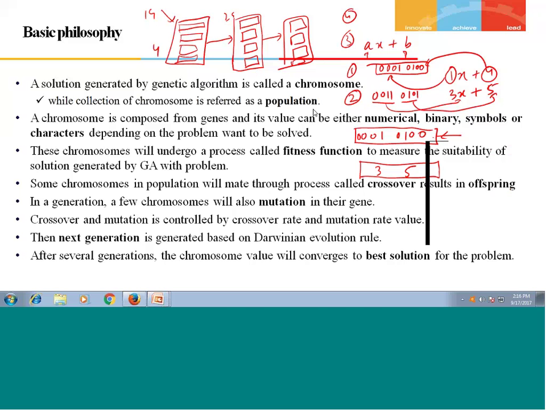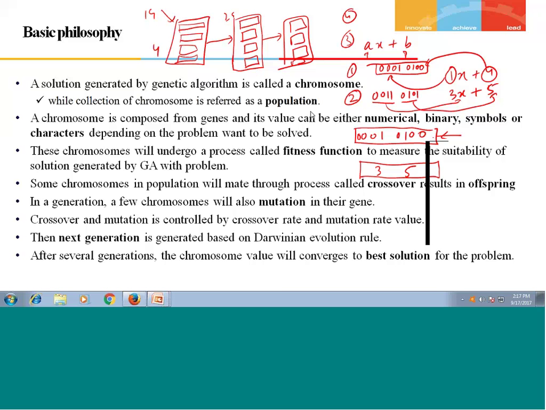To evaluate a chromosome, we will use some fitness function to see how my hypothesis is doing. So, for example, I have a hypothesis, and to evaluate that hypothesis, we use the fitness function. Some chromosomes in the population will mate. Once I find out using the fitness function that some hypotheses are good and some are bad, those hypotheses that are good, I will take and process them through a process known as crossover.